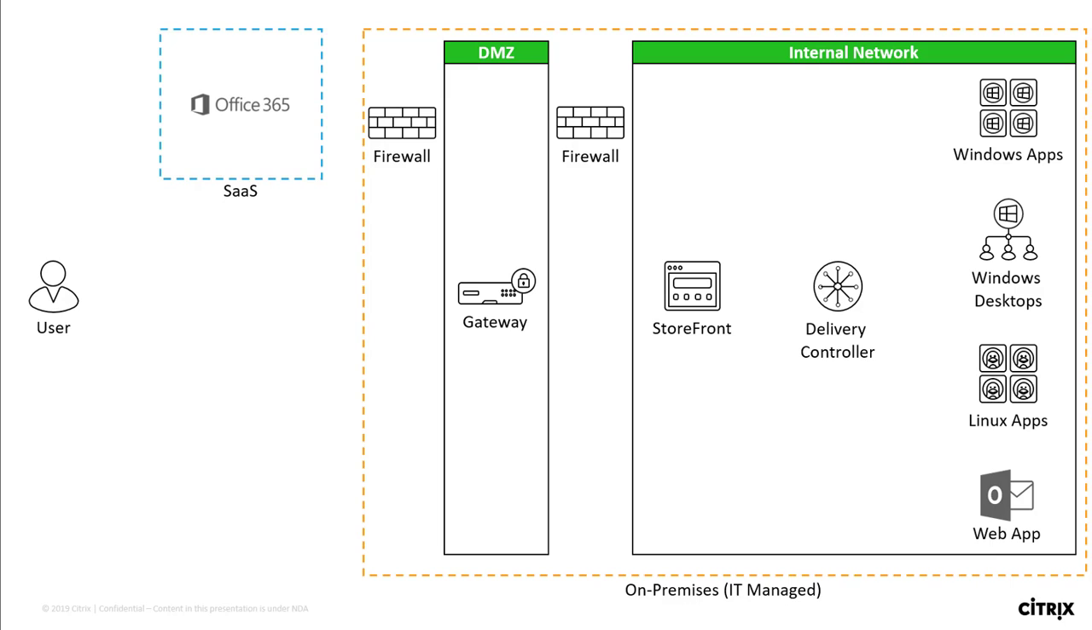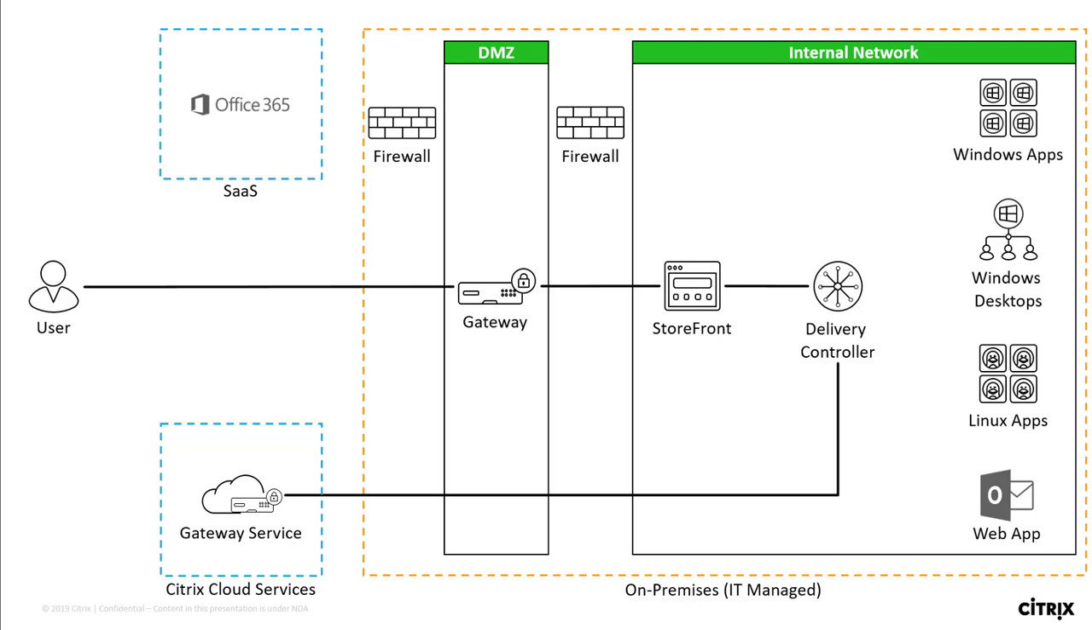So now, let's say the user wants to launch a SaaS application. You're in Storefront, you select that icon for the SaaS application. Storefront sends that request to the delivery controller. The delivery controller now contacts the gateway service running in Citrix Cloud. So this is a cloud version of your on-prem gateway. It's managed by Citrix. It's a service that the delivery controller is just going to access. So the delivery controller sends that request to the gateway service for this particular user for the SaaS application.